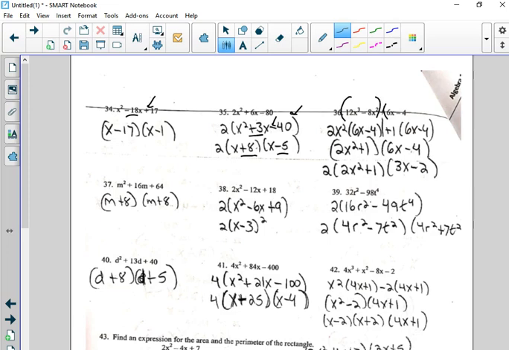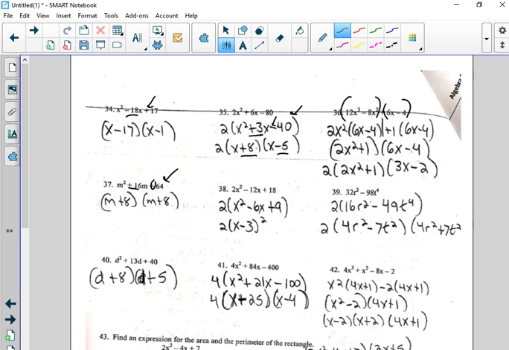36, more practice with difference of factoring by grouping. Same procedure. 37, two numbers that multiply to give you 64. They're both going to be positive, and they have to add to 16. That's 8 and 8.